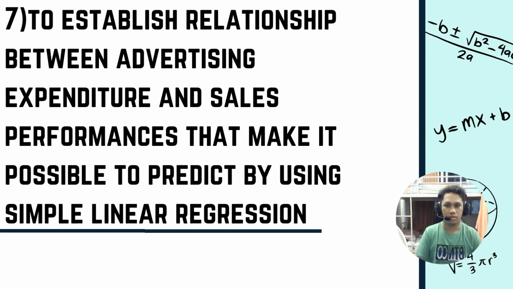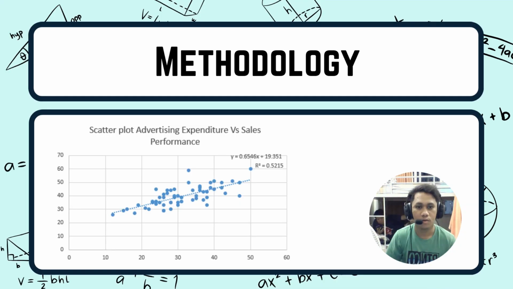Thank you. Okay, next I will explain chapter 6. First, the objective is to establish a relationship between advertising expenditure and sales performance that makes it possible to predict by using simple linear regression. Next is the methodology.